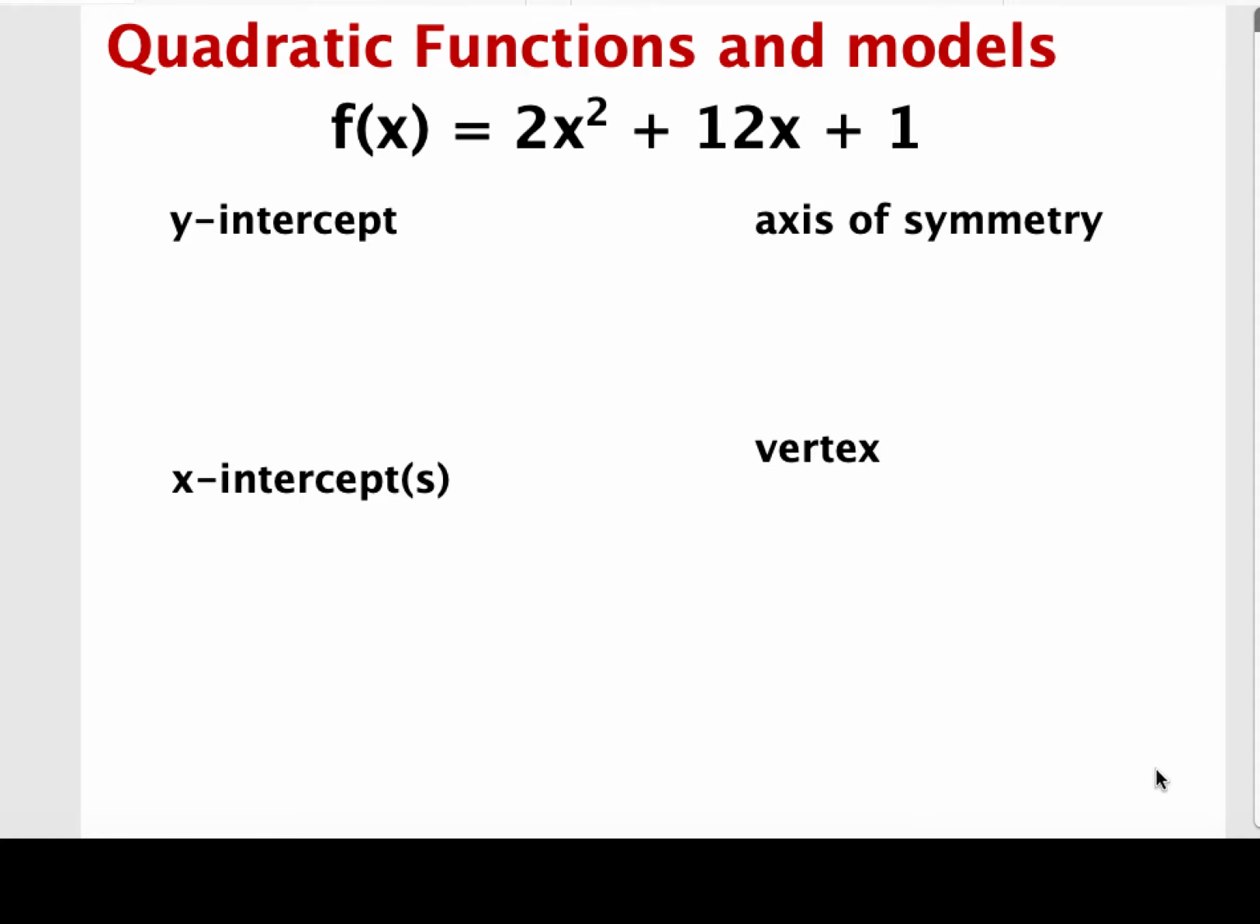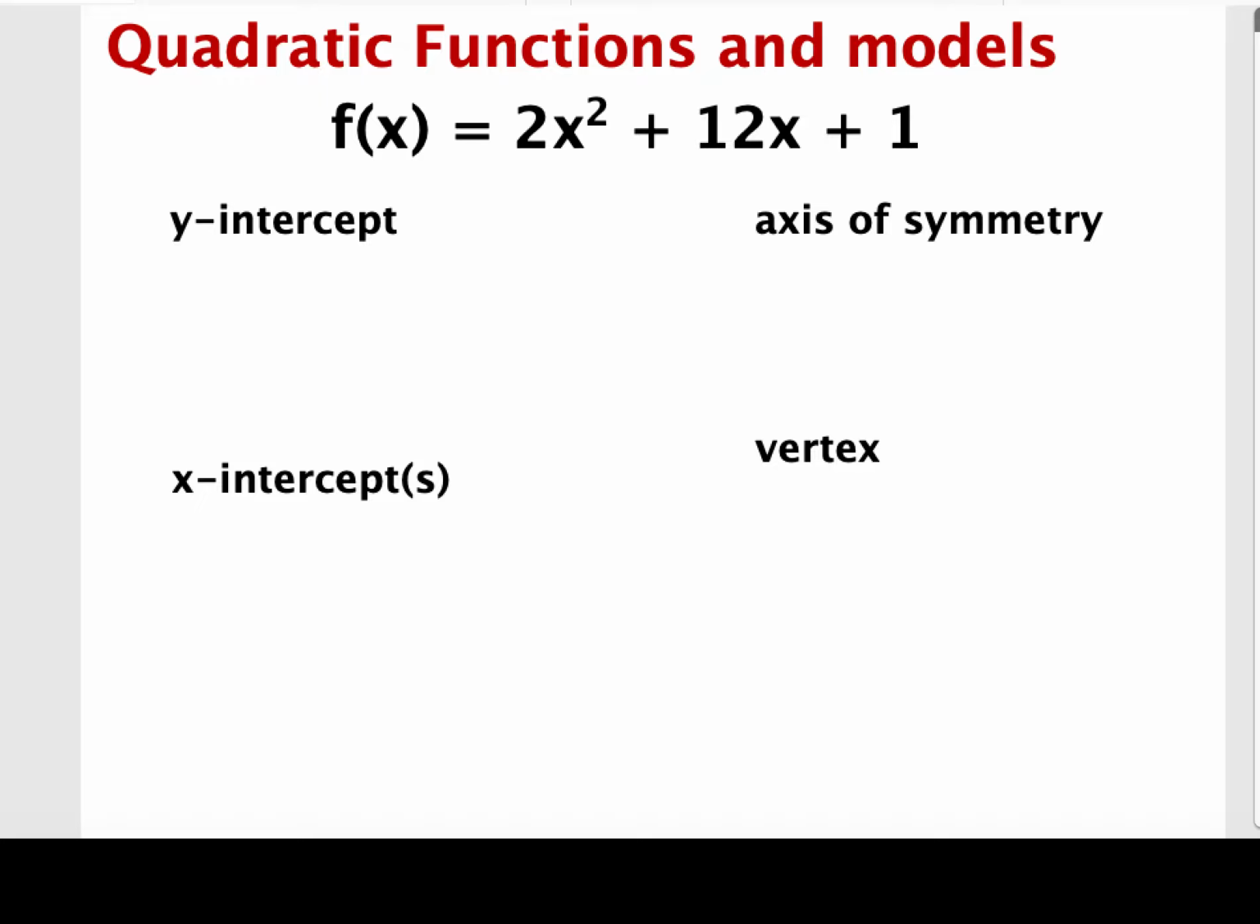All right, this video is going to address quadratic functions and models. It's meant as a review for precalc students, but it would also be a quick review or a quick intro for anybody else. Basically, there are four major things that we want when we're trying to graph a quadratic function.